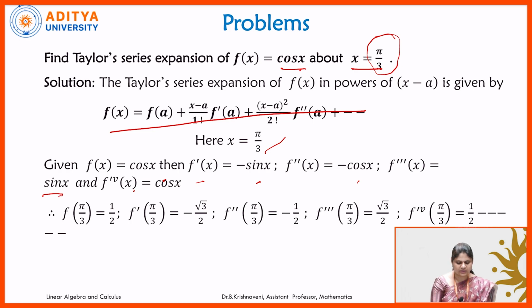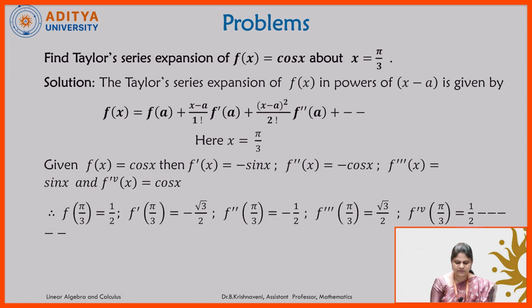So now put the x value pi by 3 in each. We get f of pi by 3 is 1 by 2. f dash of pi by 3 is minus sin pi by 3, which is minus root 3 by 2. f double dash of pi by 3 is minus cos pi by 3, that is minus 1 by 2. f triple dash of pi by 3 is sin pi by 3, that is root 3 by 2. f fourth derivative of pi by 3 is cos pi by 3, which is equal to 1 by 2, and so on.